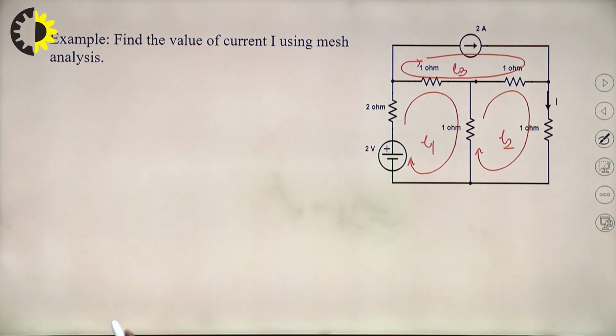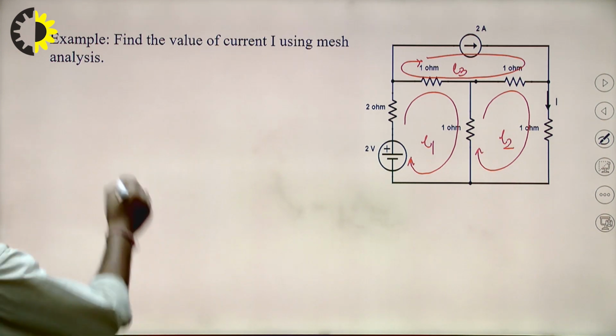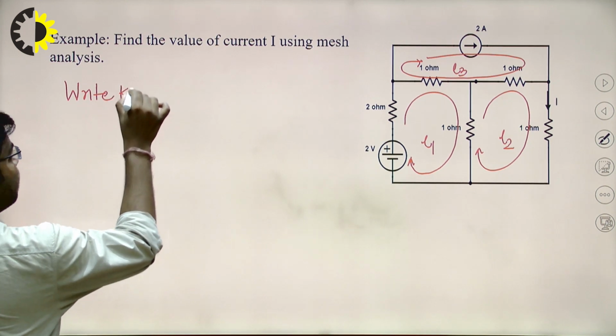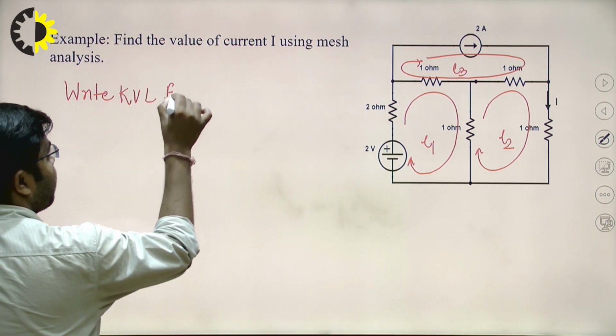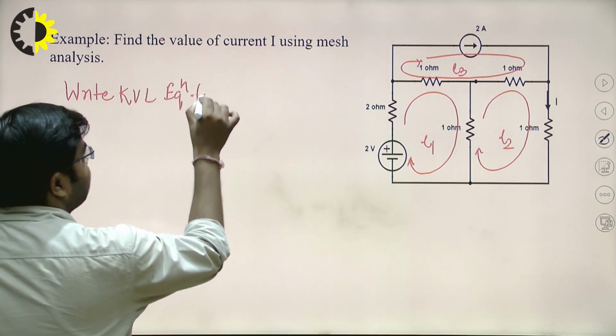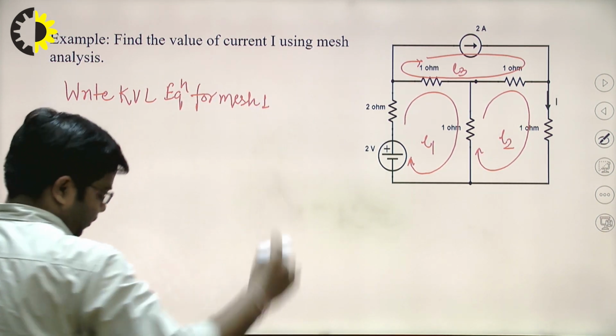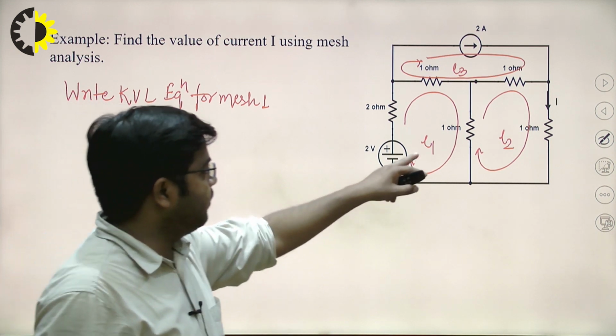Now write the KVL equation for each mesh. First write the KVL equation for mesh number 1. So this is mesh number 1.